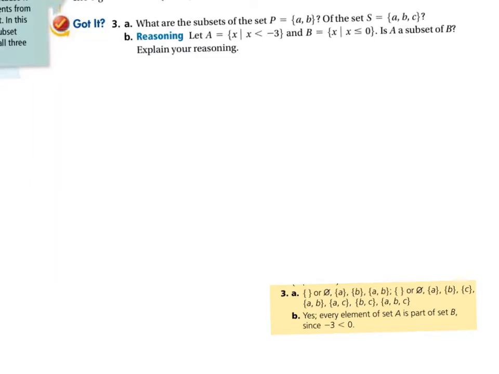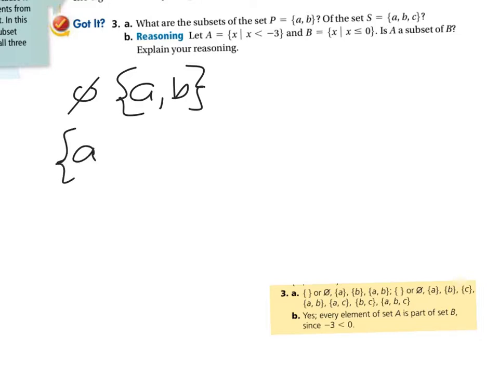Alrighty, so what are the subsets of P equals {a, b}? We'll start out with subsets of P. You're going to obviously list the null set first. Just don't forget it. You're going to list the whole universe, {a, b}. And then you're going to list {a} by itself and {b} by itself. And so there's 4 there. And by the way, another way to write the null set is also just empty braces.